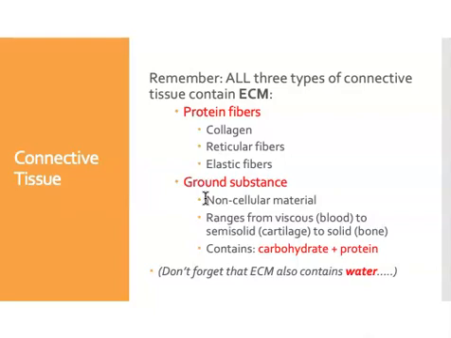And depending on which type of connective tissue you're looking at, some ground substance is quite viscous and thick, and some of it is almost semi-solid, and some of it is solid. So it depends on whether or not you're looking at blood, which is a type of connective tissue proper that has a viscous ground substance in it, thick ground substance. Cartilage, which has a semi-solid ground substance in it, or bone, which has a solid ground substance in it. So ground substance is kind of fascinating, I think. So protein fibers, ground substance, and water are what make up extracellular matrix.